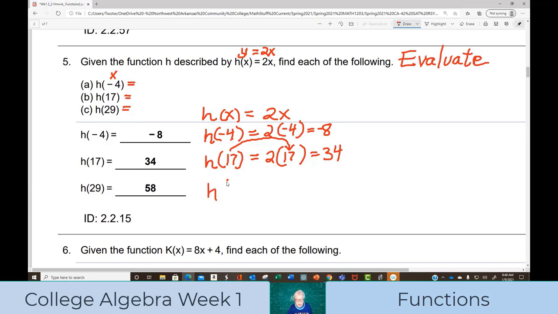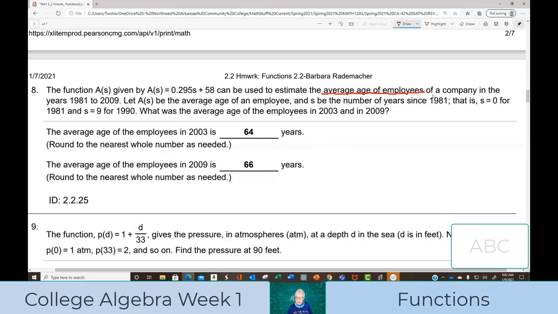Now, h of 29 is 2 times 29. And so 2 times 9 is 18. Carry the 1, 2 times 2 is 4, plus 1 is 5, and that's how you get 58. We have evaluated h of x for negative 4, for 17, and for 29. Don't you feel good?